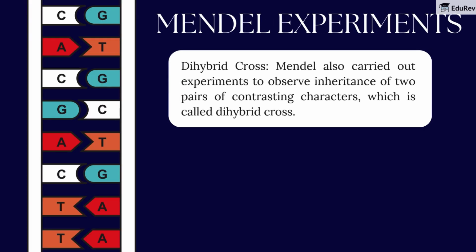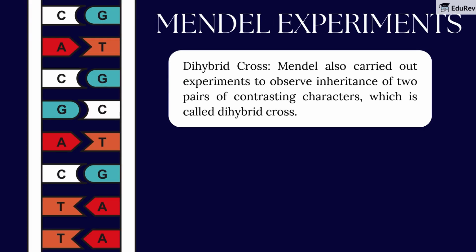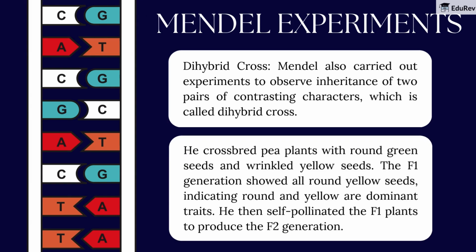Mendel also carried out experiments to observe inheritance of 2 pairs of contrasting characters in what is called a dihybrid cross. He crossbred pea plants with round green seeds and wrinkled yellow seeds. The F1 generation showed all round yellow seeds, indicating round and yellow are dominant traits. He then self-pollinated the F1 plants to produce the F2 generation.